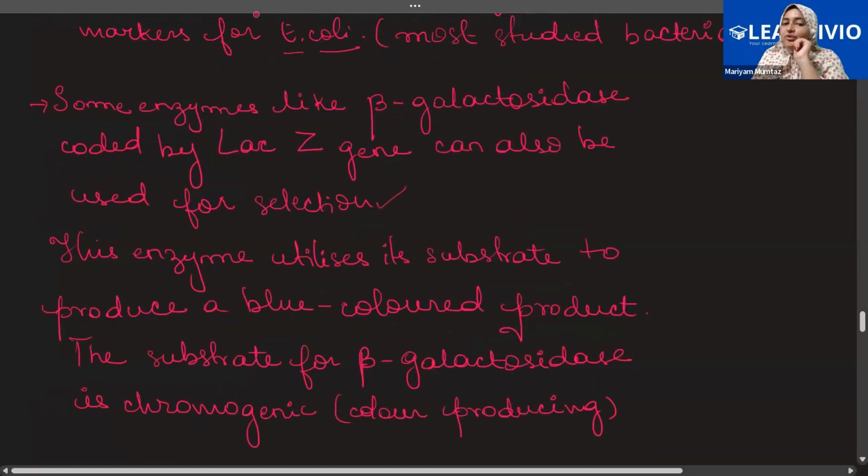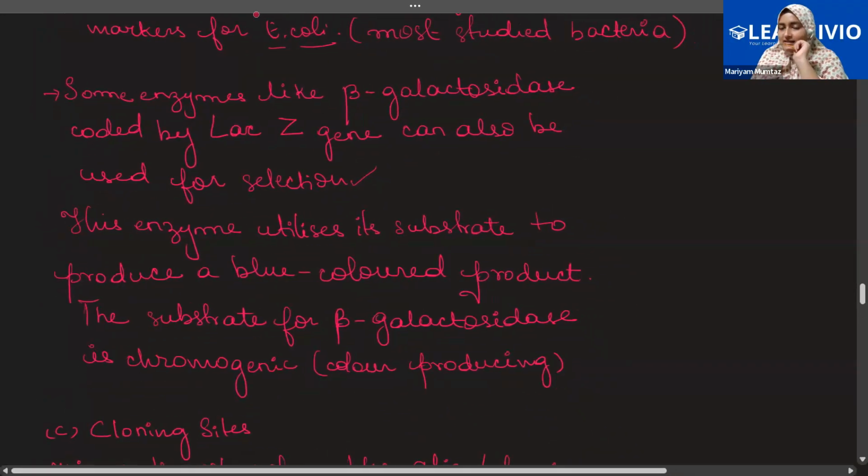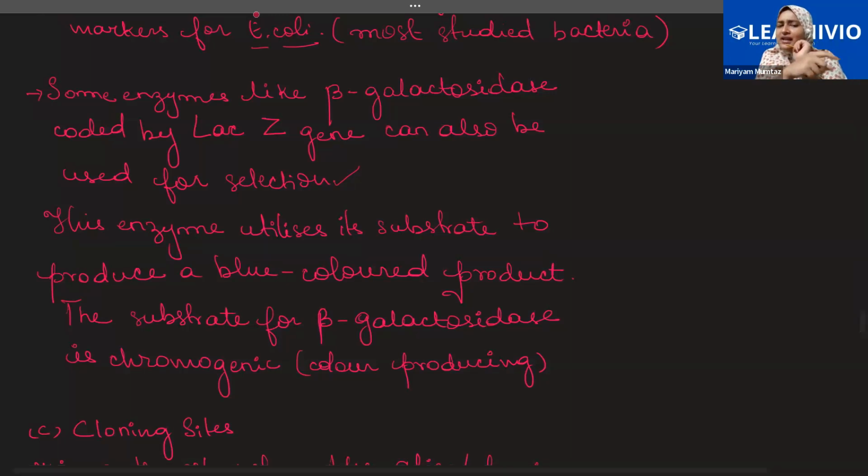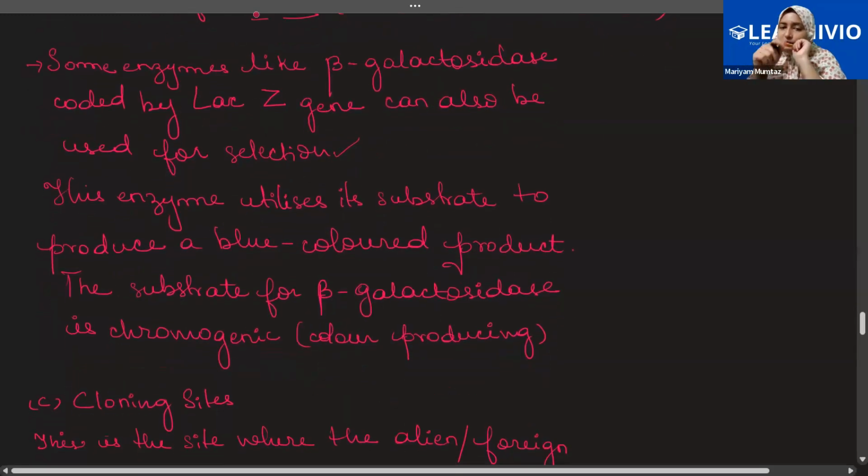So out of the two selectable markers that we had discussed, antibiotic resistance and this color production, which one do you think is better in terms of lab work and why? The color one, the second one. Why? Because it is easier to identify, right? You can see it and then you'll know. But for that one, you have to do so many platings. First, you have to put ampicillin, tetracycline, whatever is the resistance, right? So this one is better.